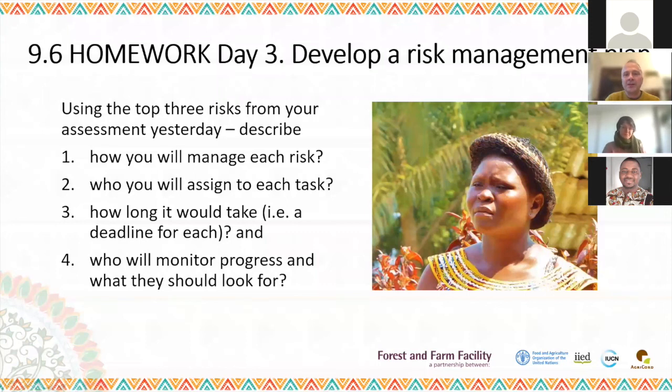Is everybody clear about the homework? So the homework is going to be using the three risks. What do you propose as a solution for that challenge? How are you going to manage that risk? Who is going to be assigned responsibility for it? Then roughly how long should it take? Put in a deadline. So if you think of today's date in January 2022, when is the deadline for solving that problem? And then who in your group would be best placed to manage, to monitor the progress, and what should they look for? Is everyone clear on that?